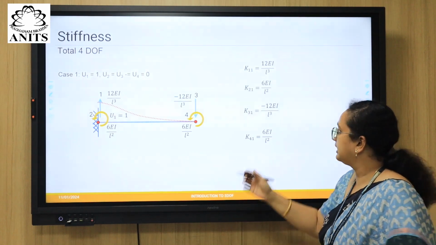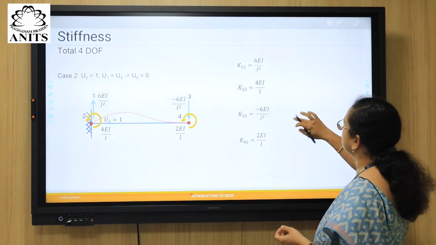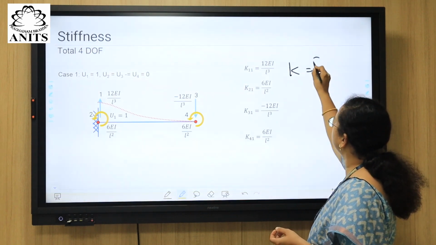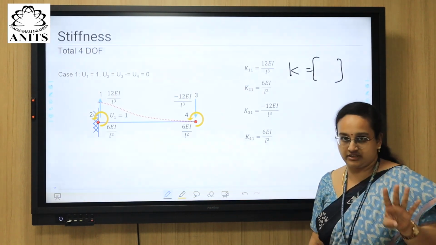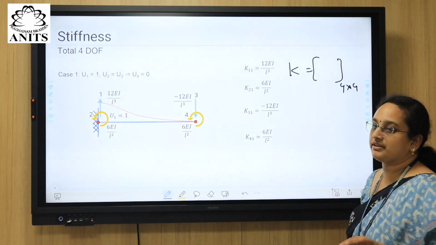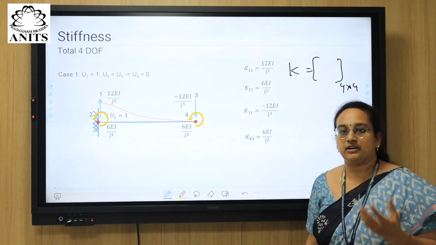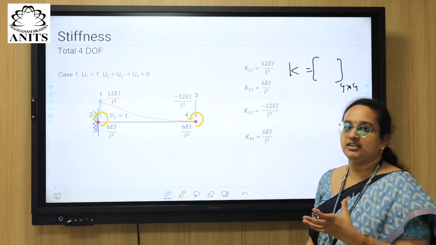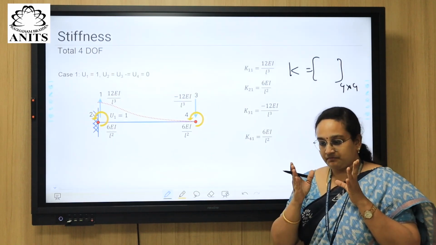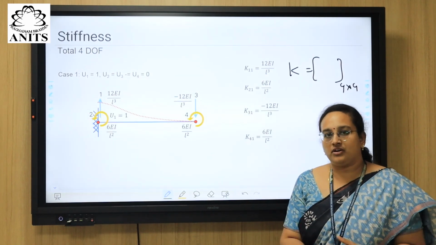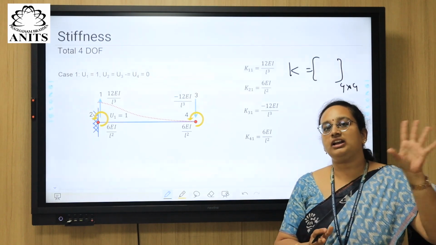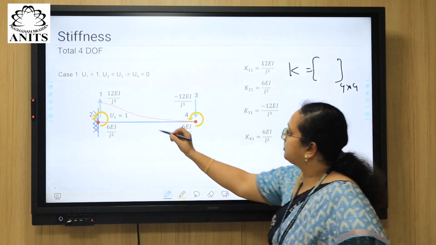Actually, the stiffness matrix will be of the size 4 by 4, because there are 4 degrees of freedom. As we have discussed in the definition of stiffness, which is the force required to cause 1 unit deformation in 1 degree of freedom when all other degrees of freedom are 0, which means this one.